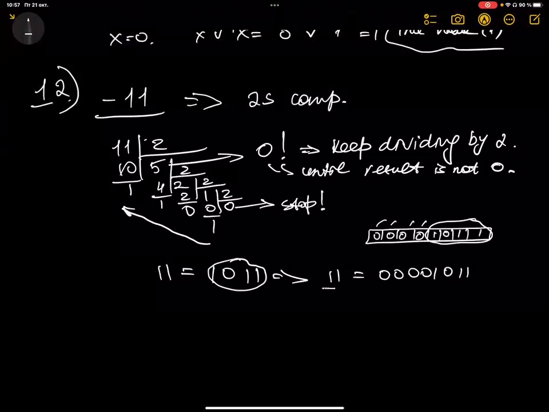But this is in fact 11, and we are asked to find minus 11. So in order to find minus 11, what do you do? Okay, let's find minus 11. You write 11's value. This is 0, 0, 0, 0, 1, 0, 1, 1.